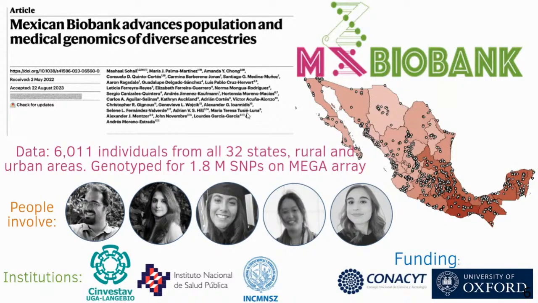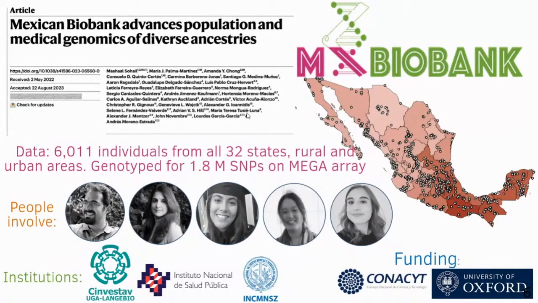the University of Oxford. This biobank, as you can see here in the map, each of the dots represents an individual from the biobank. So we have coverage for all 32 states, and we have samples not only coming from cities, we have samples from urban and rural areas.